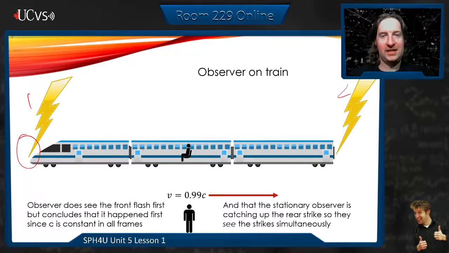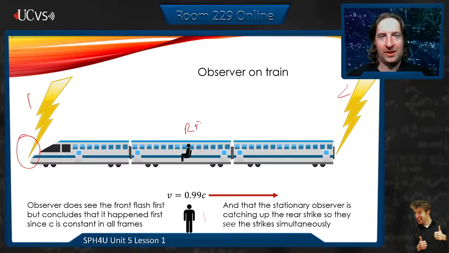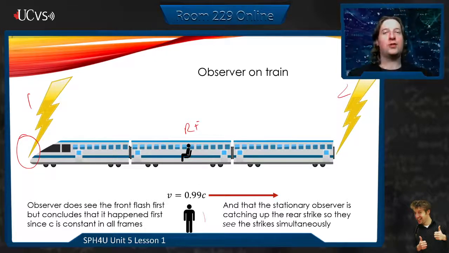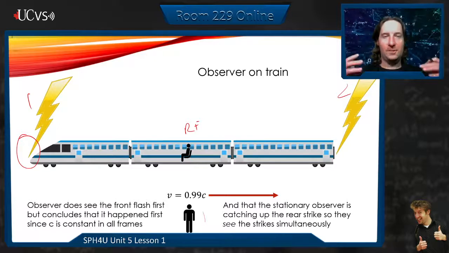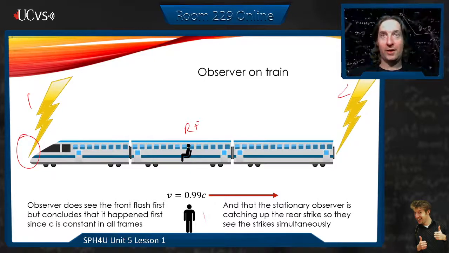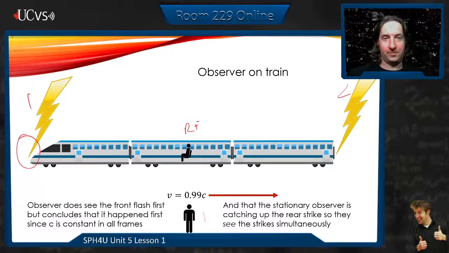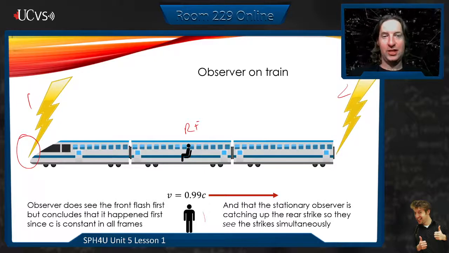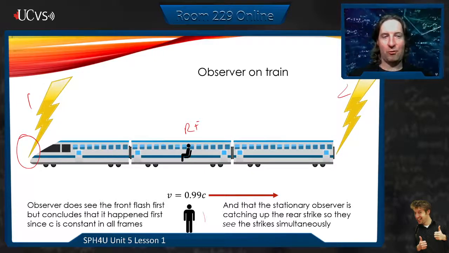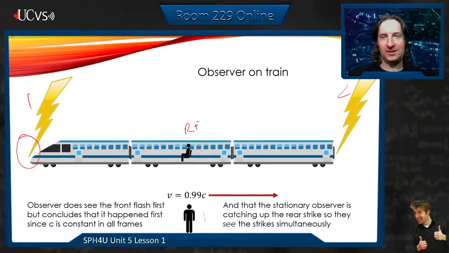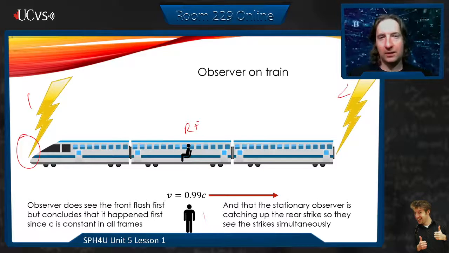And they're going to see the observer on the platform, and this is now going to be the moving frame. This will be the rest frame in this case. So you're inside the train. You're going to be at rest. You're going to look out and you're going to see an observer going behind you. Okay? And they're going to see that the stationary observer is catching up to the right strike, so they see it simultaneously. Who's correct, though?